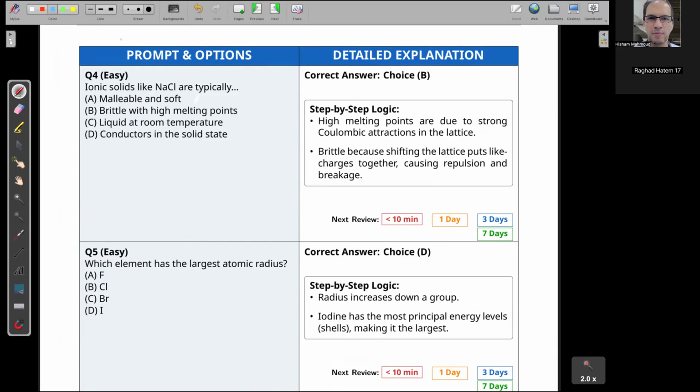They are not malleable. Malleable means you can shape them, but these ones you cannot shape. They are brittle and they have a high melting point, right? Yes, it's correct. So it's B, the high melting point. C, liquid? No, of course they are not liquids.